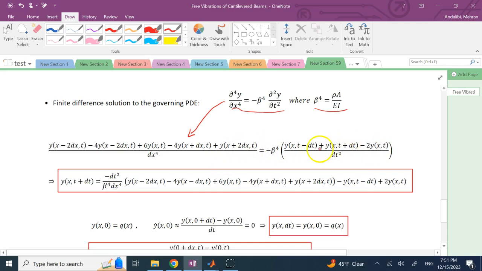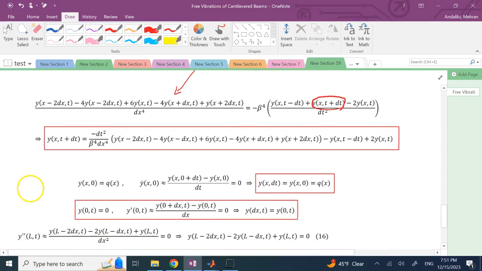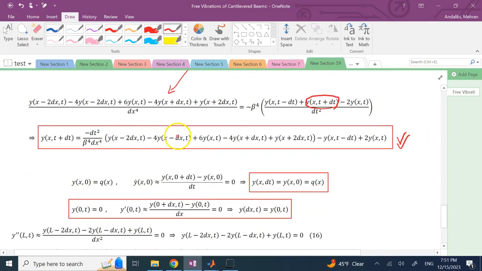Okay, and if we plug it in, remember the goal is to find this guy, the next time point at the current location, in terms of everything else. If you do so, you'll get this important equation, which is your update equation. In this update equation, you can find the next deflection of the node at the next time point if you know the current value at the node, the current values at the next 2 nodes on the right and the next 2 nodes on the left, and the previous time value of the node. So this is your update equation.